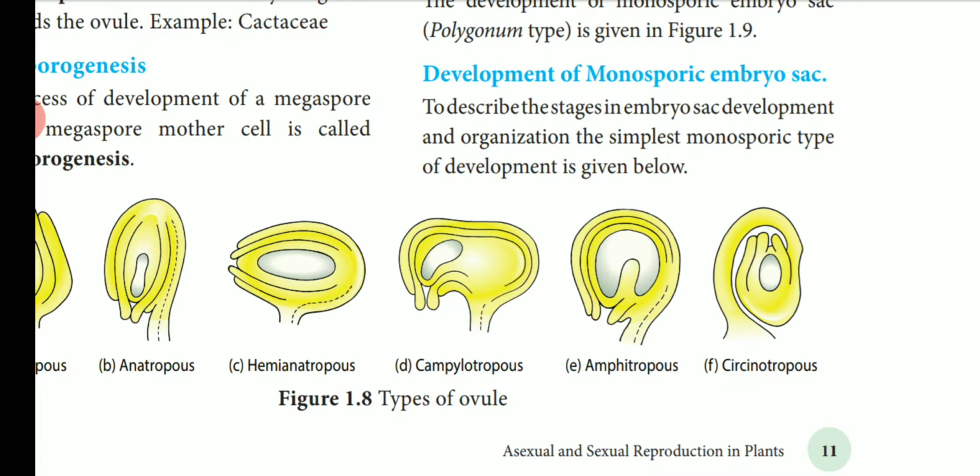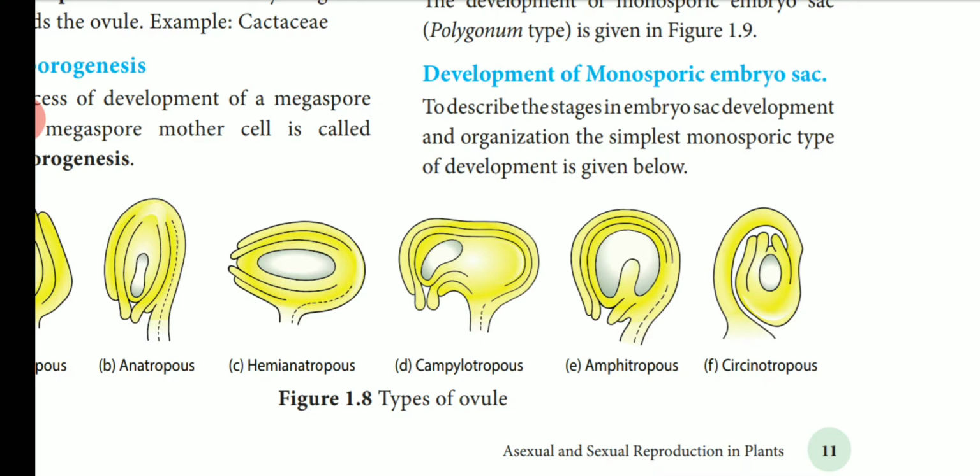Next one is circinotropous. Here the funicle is very long. The funicle is nothing but the stalk, which you already know. You have studied it in the structure of ovule. The funicle, that is the stalk, is very long and surrounds the entire ovule. The family where we see this is Cactaceae. In the Cactaceae family we can see the circinotropous ovule.